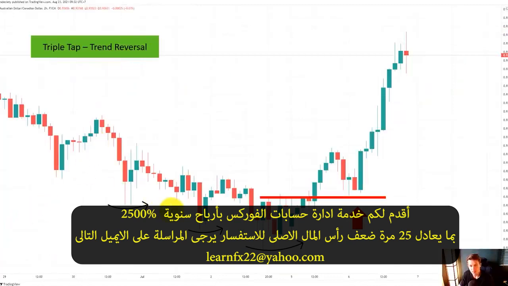Triple tap number 3. Here you can see we have 3 lower lows. We are in a strong downtrend initially, but then you can see that the downtrend is slowly fading from here to here to here and here. The lows are becoming weaker. The price is almost not able to push into a new low.